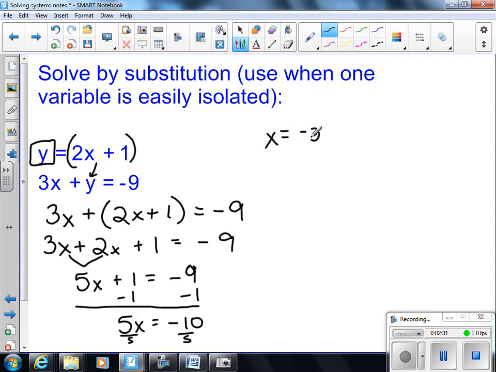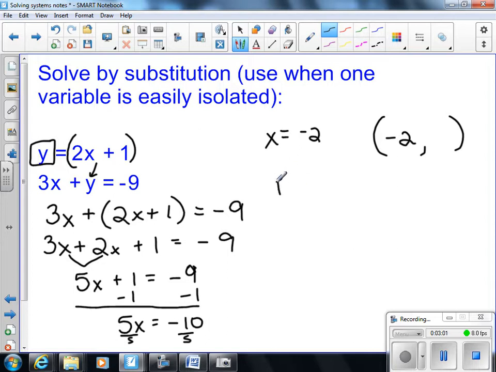x equals -2. Now, what am I looking for, by the way? What is the solution to a system? It's an ordered pair. So what I have just done is I found the x-coordinate to my ordered pair. It's -2. Now, how do you think I'm going to find the y? Plug it in, plug it in. So I'm going to plug this back into my original because y is already isolated.